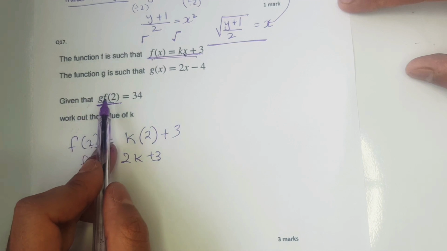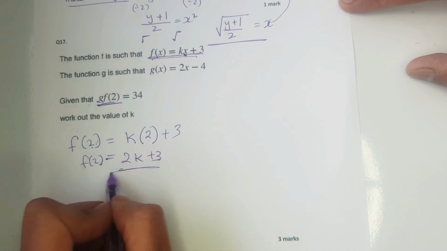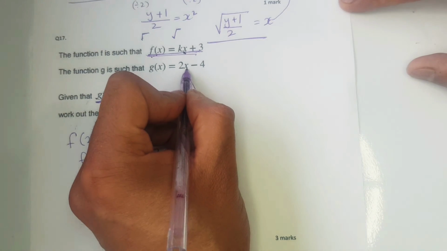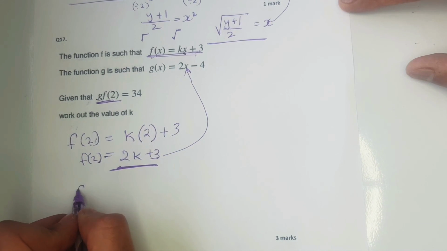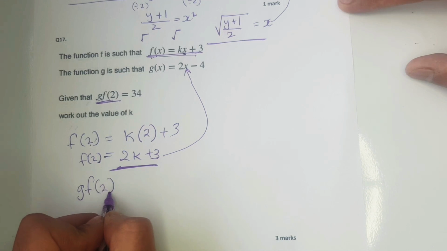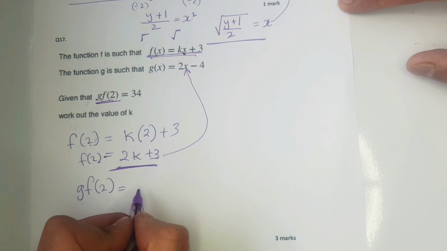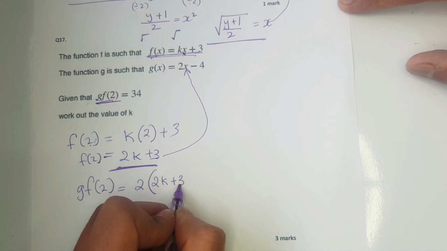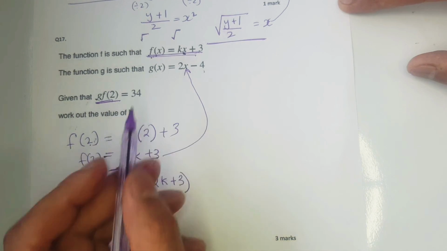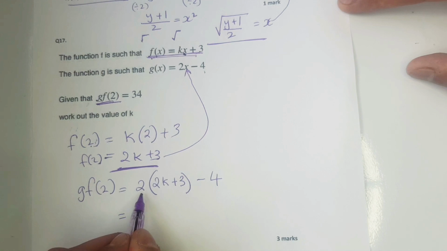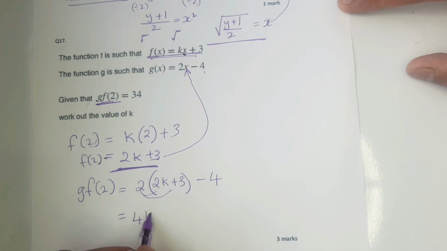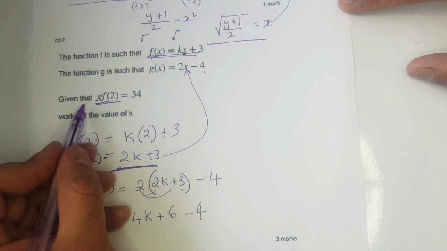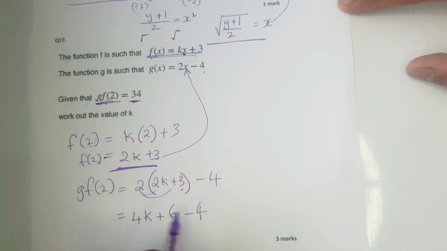Now next I'm going to substitute that into the g function. So this has now become my new x, and I'm going to substitute that into the g function wherever I see an x. So gf of 2 is going to be 2 times, wherever I see an x, I replace it with the new expression 2k plus 3, and then there's a takeaway 4 there. Simplify that, expand the brackets, that's 4k plus 6 minus 4. And remember the question says given that gf of 2 is equal to 34, so I'll equate that to 34, and then it'll help me find what k is.